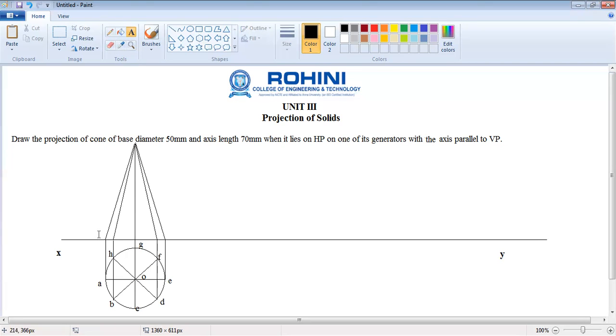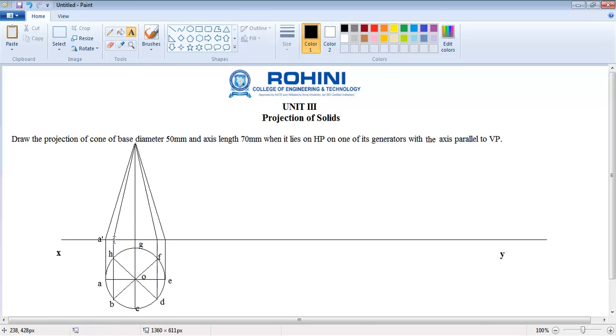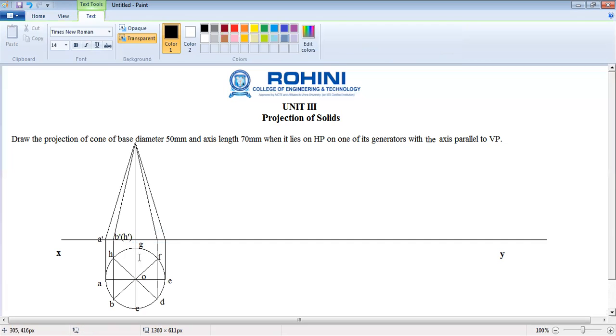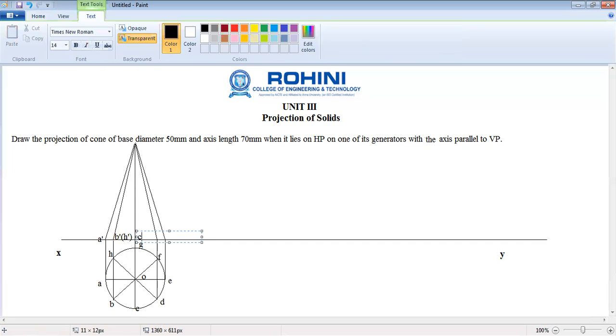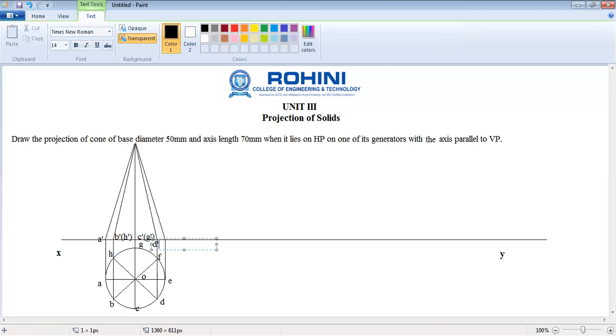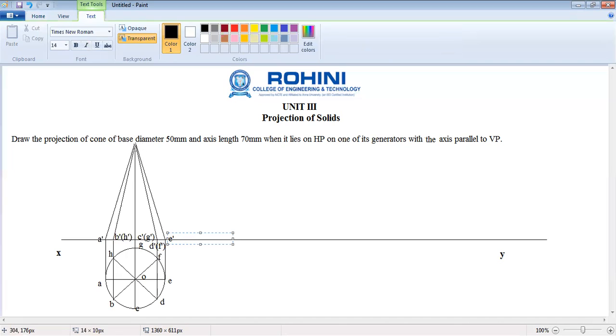The points we have to measure and write: this is A dash, so is B dash in bracket H dash, and C dash in bracket G dash, and this one is D dash in bracket F dash, and the last point is E dash. And the vertex point is O dash.